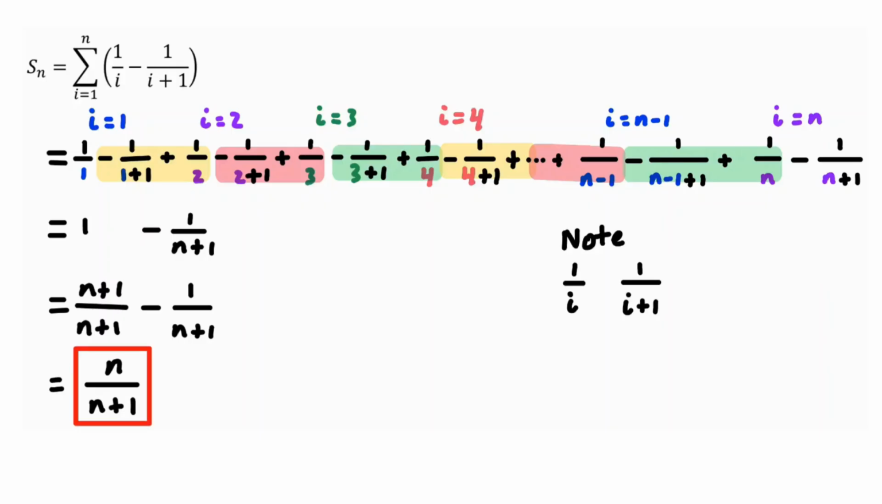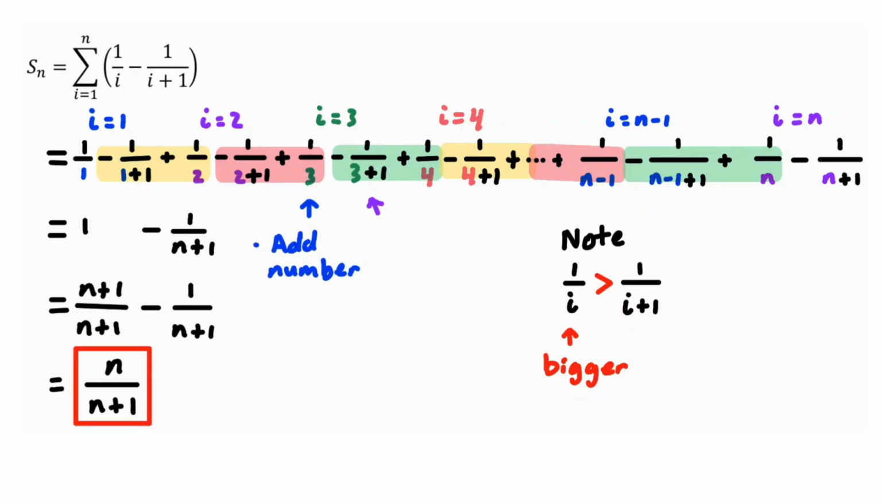Something to note is that if we were to look at 1 over i and 1 over i plus 1 and compare these two, we'll notice that 1 over i, since i is always a positive integer, will always be greater than 1 over i plus 1. So hence, 1 over i is going to be bigger. So if we look at this random term, let's look right here, this 1/3 and this minus 1/4.